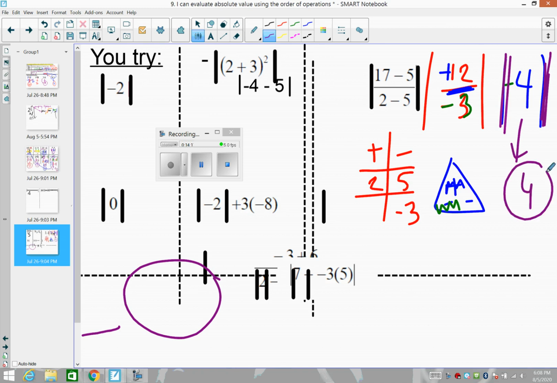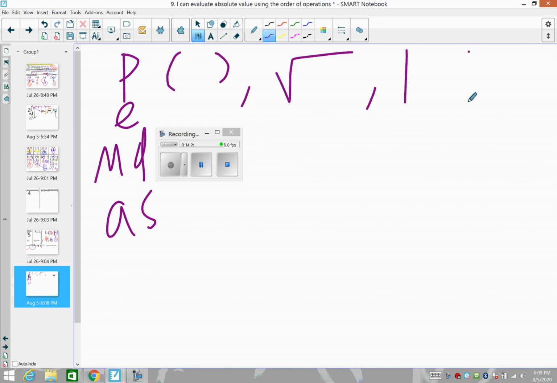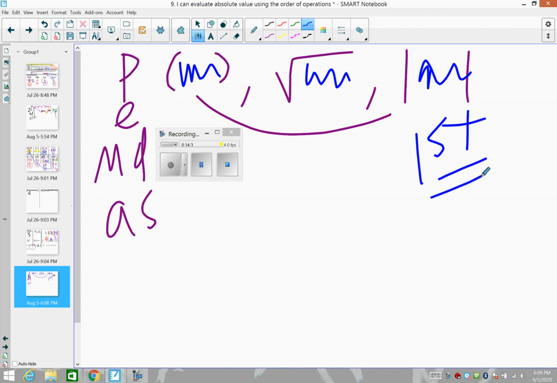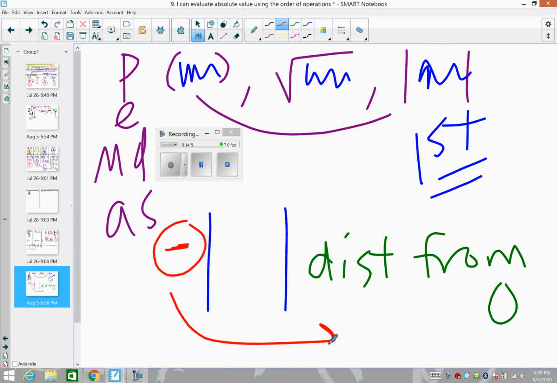So that completes our lesson for today. The summary of today's work: remember that PEMDAS is the order of operations. The grouping symbols, the square root, and the absolute value all are tied for first place. You have to do the stuff on the inside of those first. And also remember that absolute value just simply means the distance from 0. And if there's a negative or opposite on the outside, then you have to take the opposite of your answer.